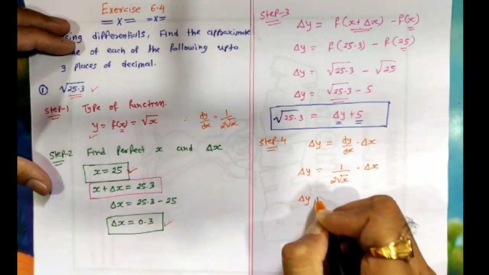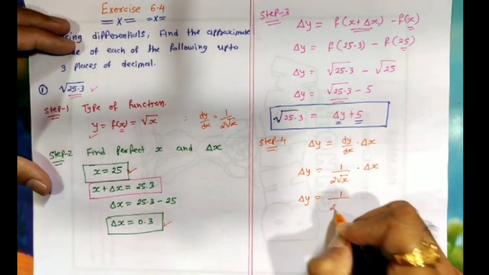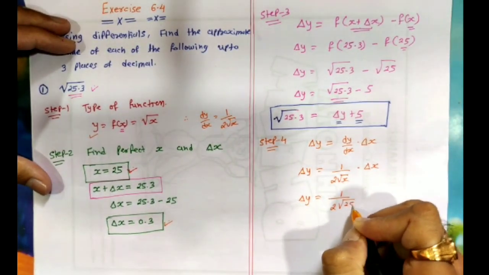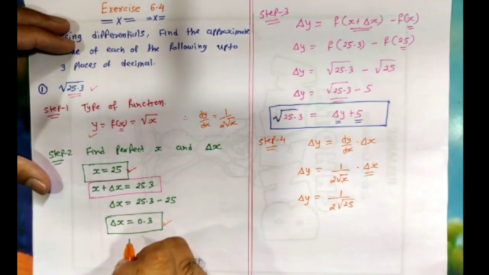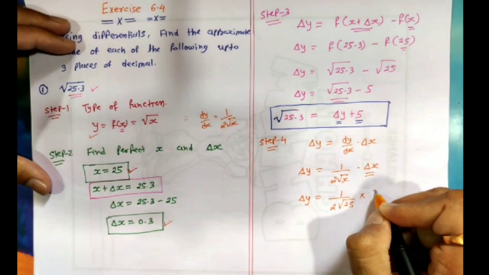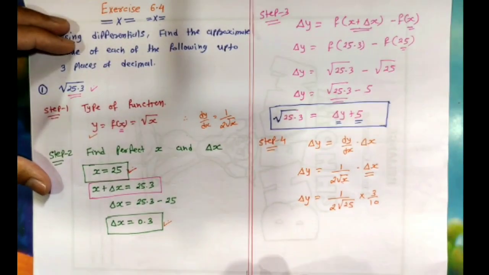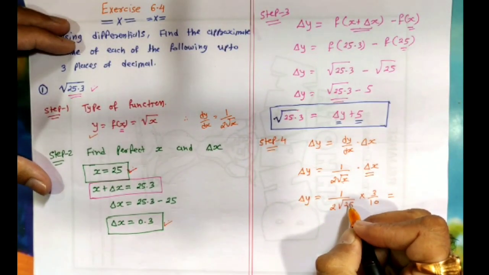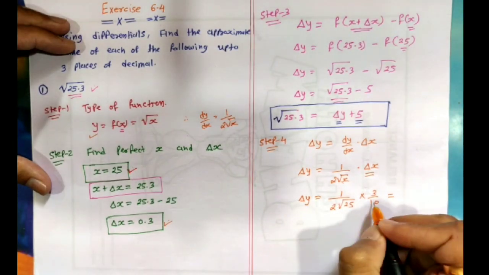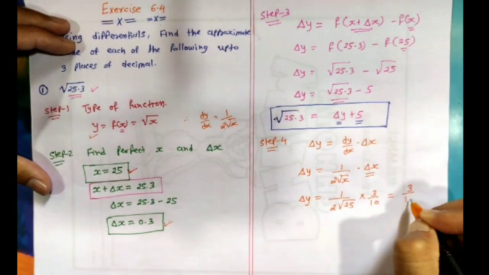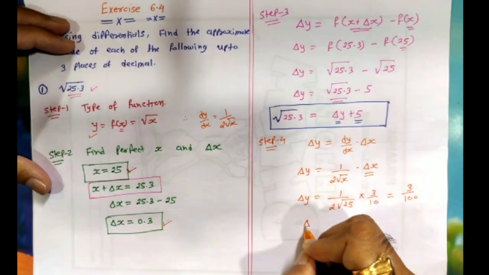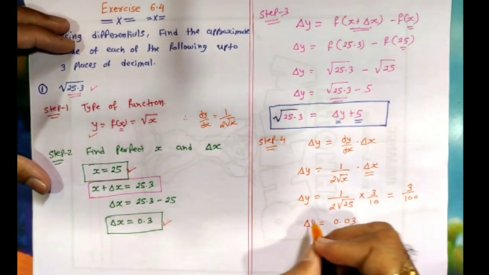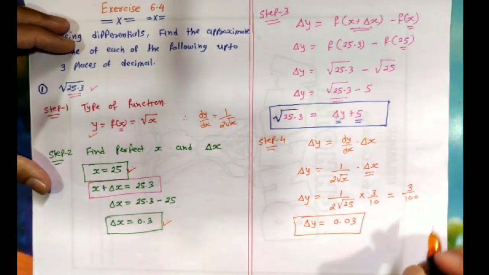So delta y is 1 upon 2 square root of x. X is a perfect square, which is 25, and this delta x is 0.3. So it's 3 by 10. So this is equal to square root of 25, which is 5. 5 2s are 10. 10 10s are 100. It's 3 by 100. So the value of our delta y is 0.03. Delta y is 0.03.